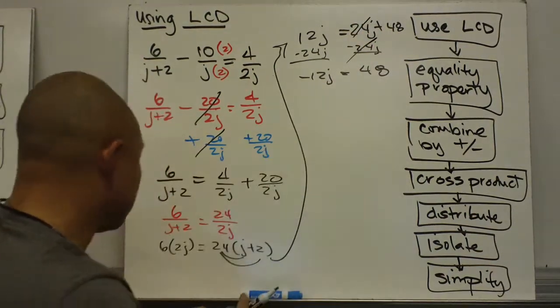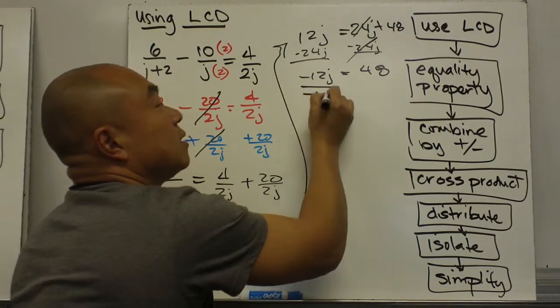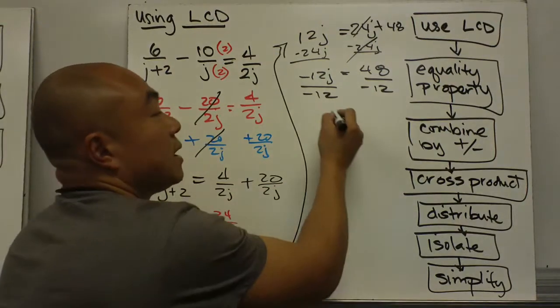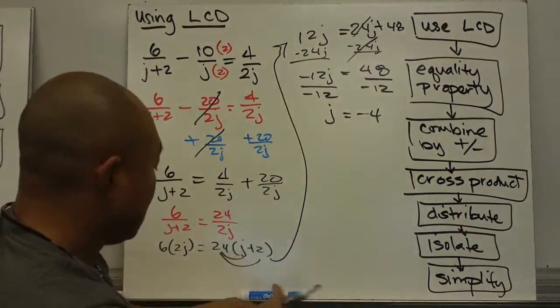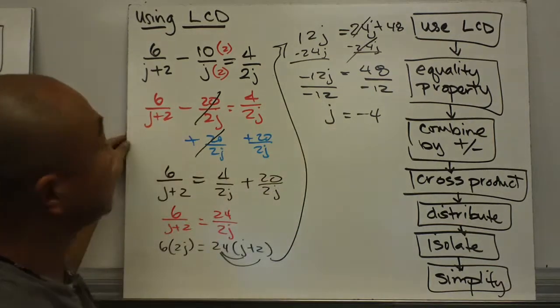So here I'm going to simplify at this point by the property of equality, dividing by negative 12 on both sides. I now have j is equal to negative 4. Okay? And that would be my answer for this part.